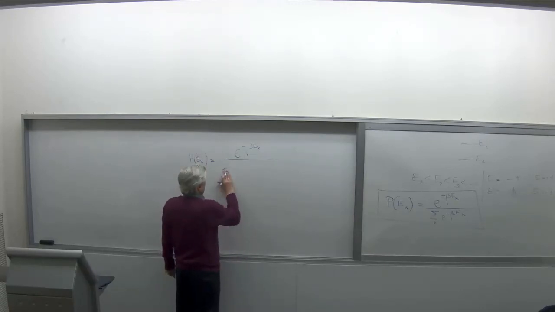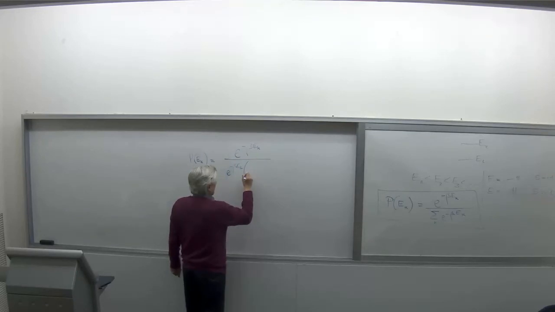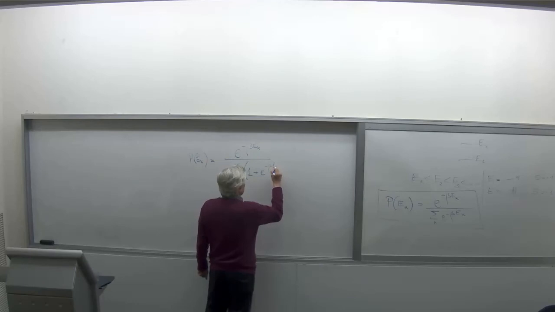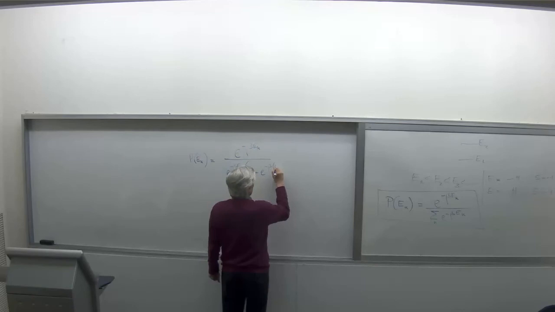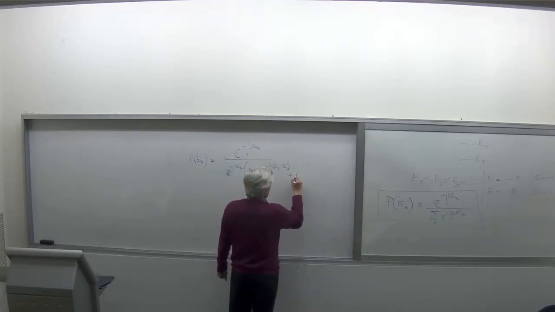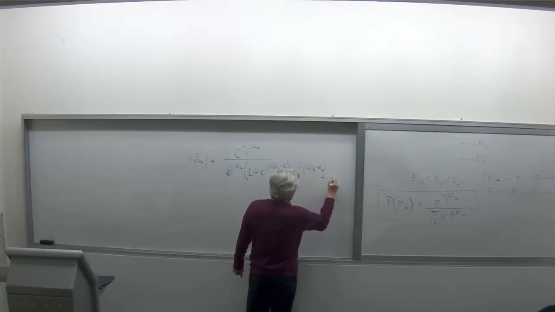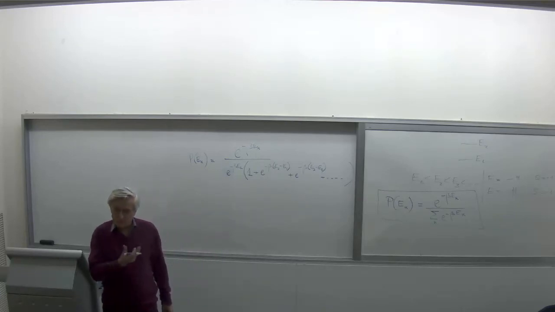e to the minus beta E1 times 1 plus e to the minus beta (E2 minus E1) plus e to the minus beta (E3 minus E1), and so on. You understand what I did? I just pulled out the first term.